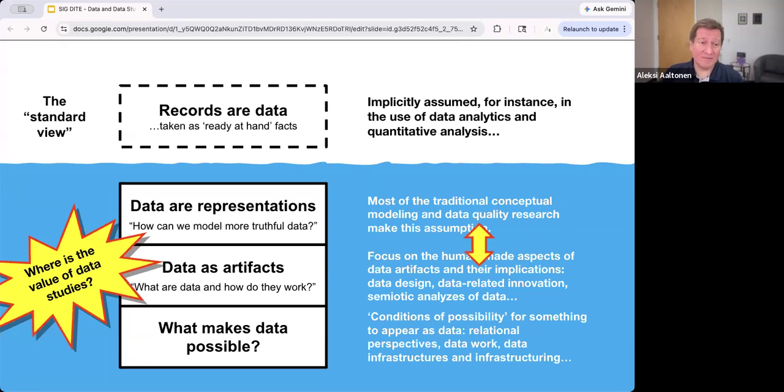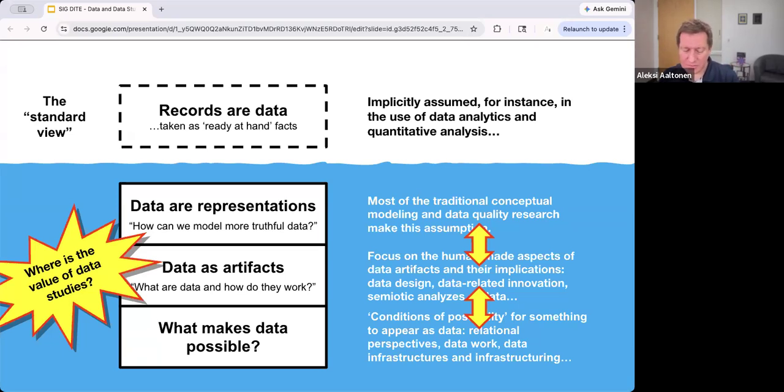Well, I have learned a lot from working across these boundaries, and this is basically what I'm working out. For instance, with Marta, we have worked with people who fall more into this traditional conceptual modeling and data quality research camp, and that has been incredibly eye-opening. And the same thing with the people who work on the question of what allows something to appear as data.